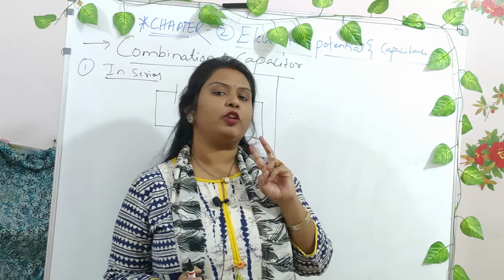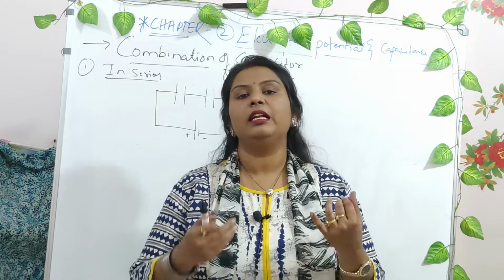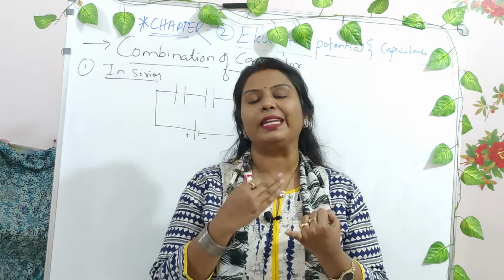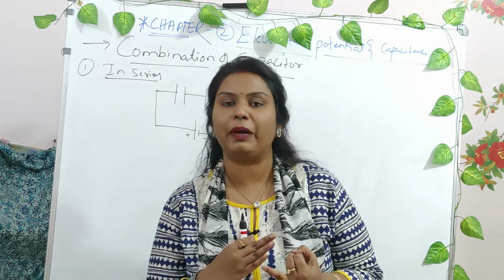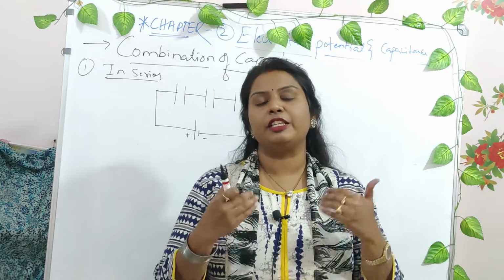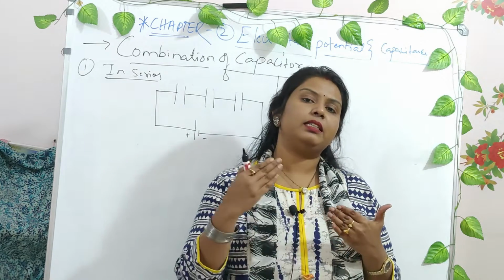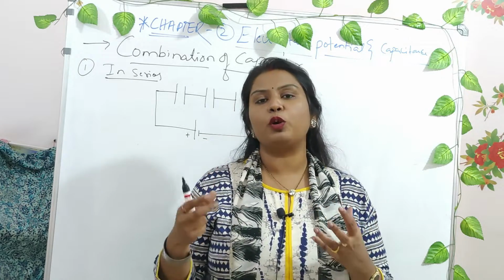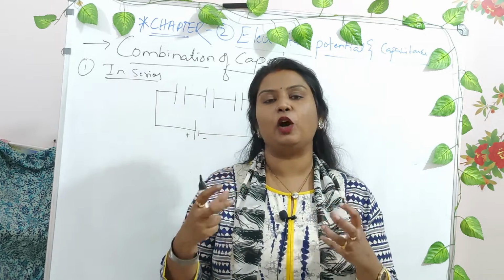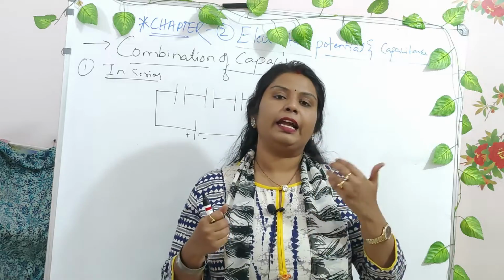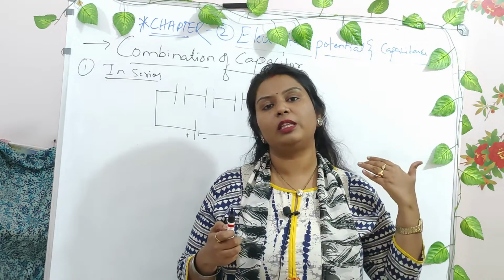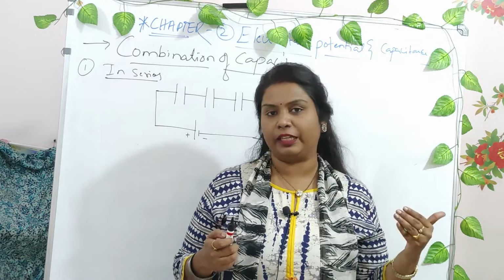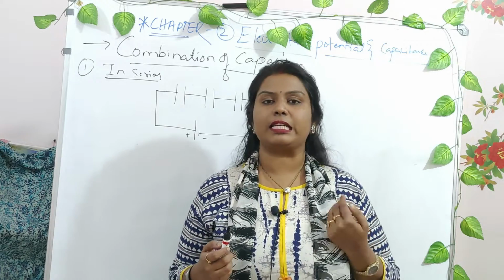We have two main combinations of the capacitor. One is when capacitors are connected in series and another is capacitors connected in parallel. Let us understand in this class, when capacitors are connected in series, what will be their behavior and how the capacitance is affected, and when they are connected in parallel, what is the behavior there and what all the parameters that are changed or affected. Now let us understand one by one.